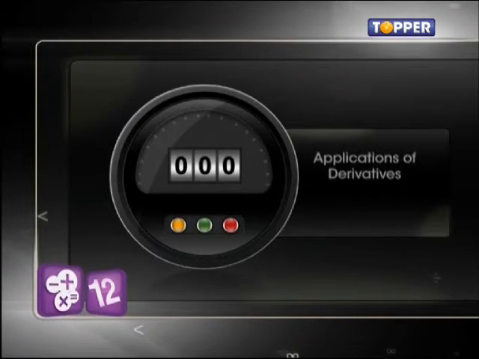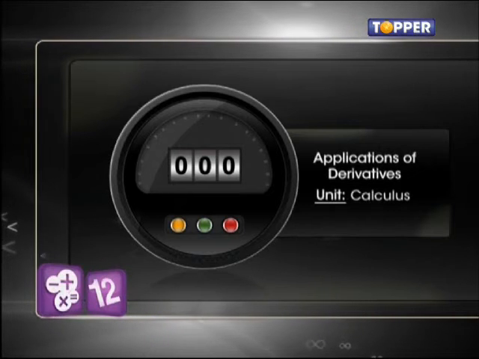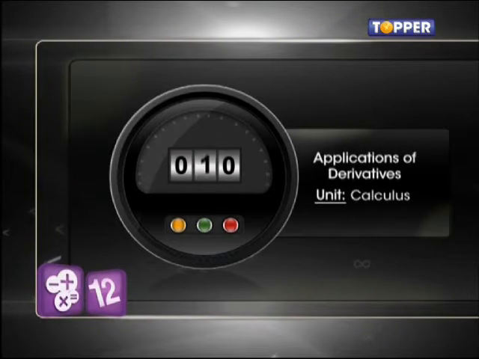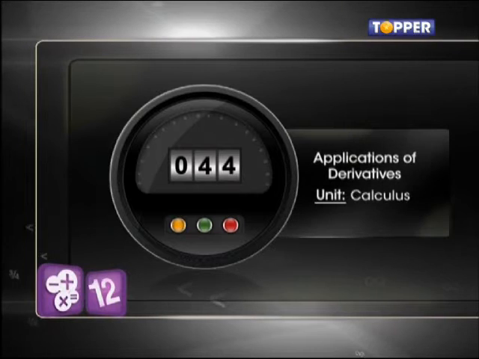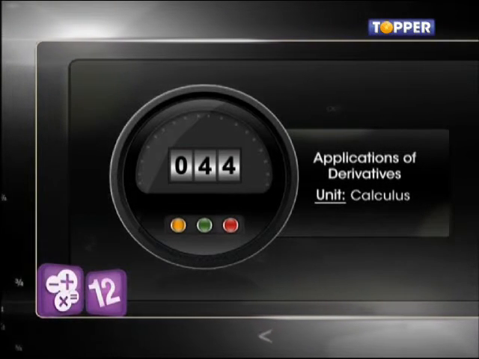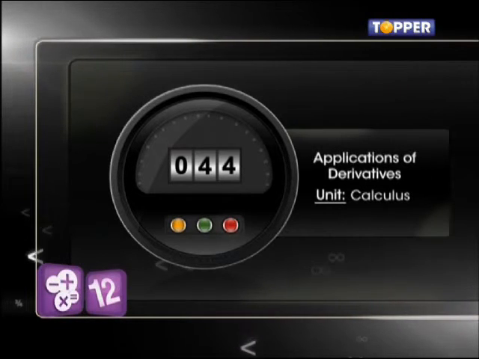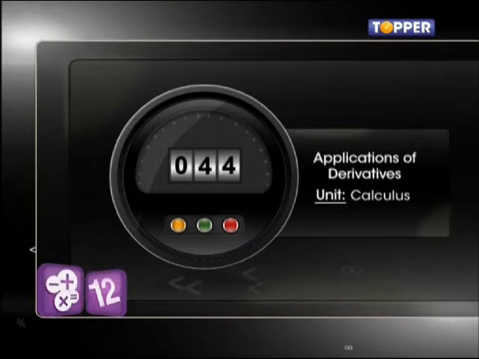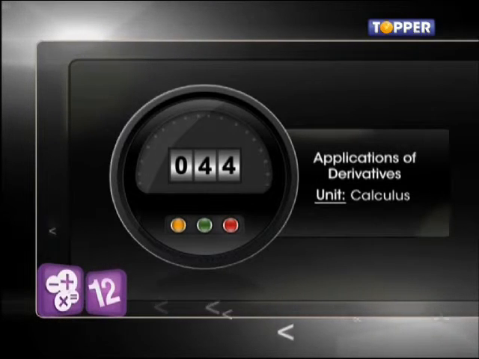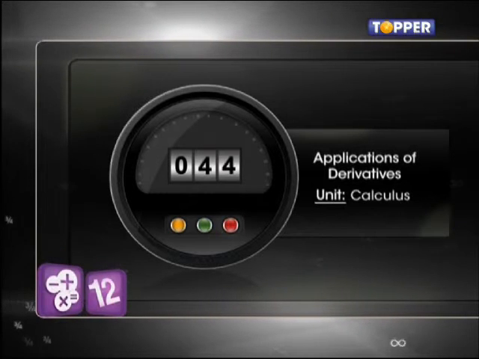Today we will be focusing on the chapter Application of Derivatives from the unit Calculus, which carries a whopping 44 marks in the board exams. That's almost half of the total paper, and therefore it's extremely critical that you spend a lot of revision time on it. Besides revision, it will also help you to know what kind of questions you can be asked.